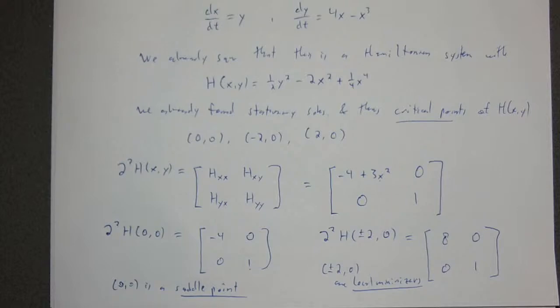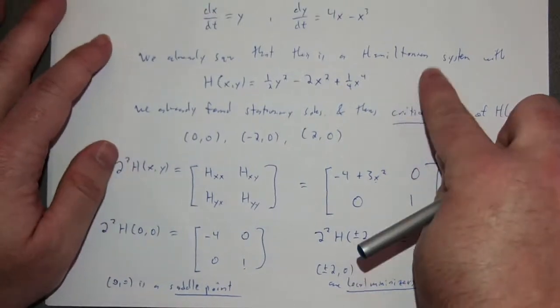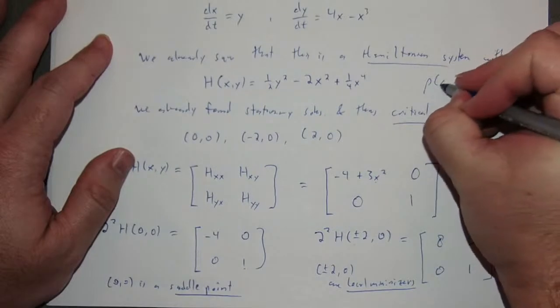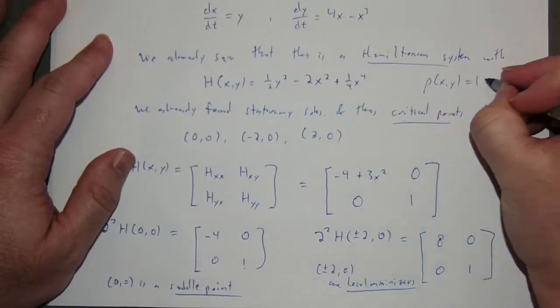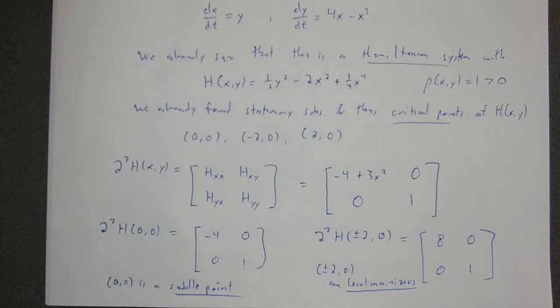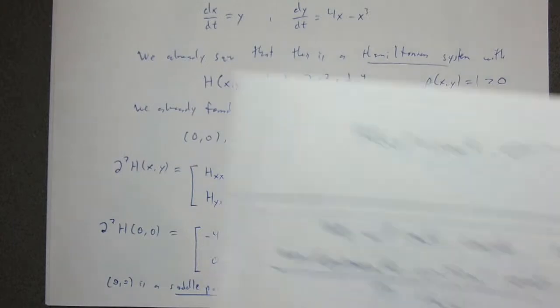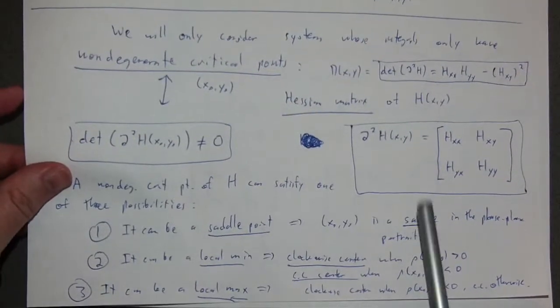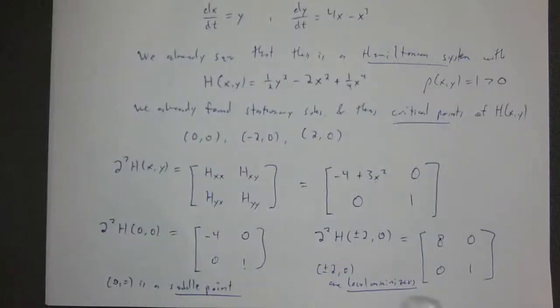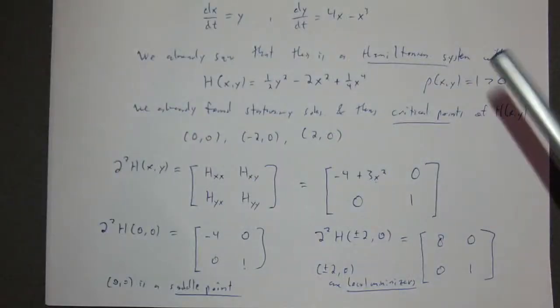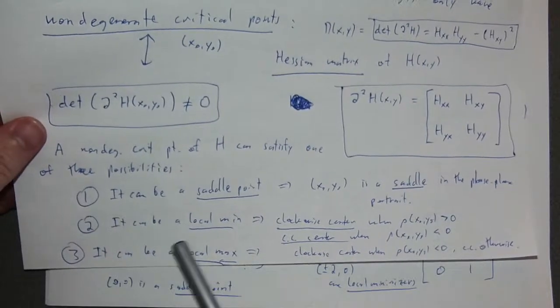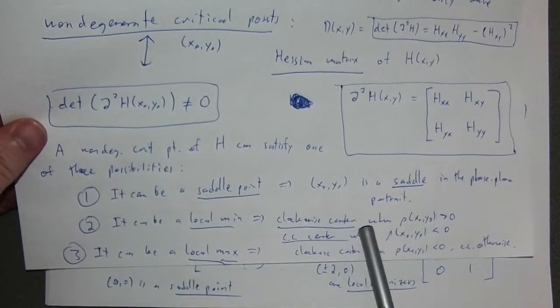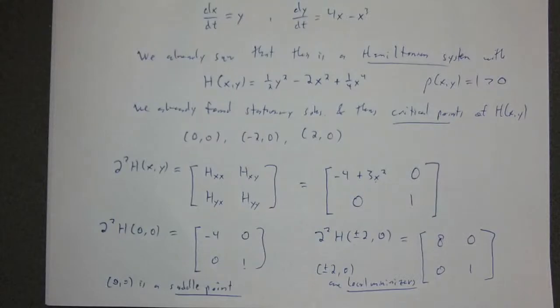And here, remember, since this is a Hamiltonian system, rho of x, y is just equal to 1, so that's always positive. So I have a saddle point, which leads to a saddle in the phase plane portrait. I have a local minimizer with rho always positive, which leads to clockwise centers. So I have a saddle point and 2 clockwise centers. So what does my phase plane portrait look like?